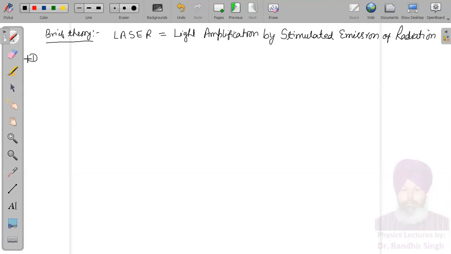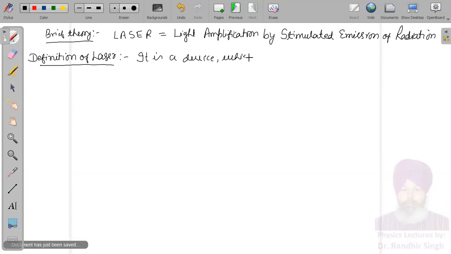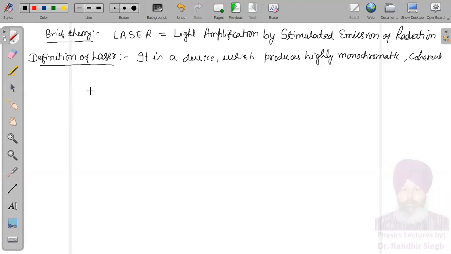Next is, what is the definition of laser? So the answer is, it is a device which produces highly monochromatic, coherent and directional beam of light.